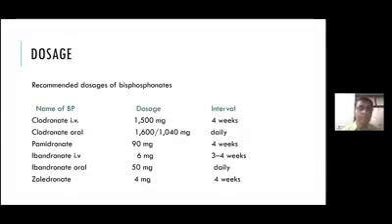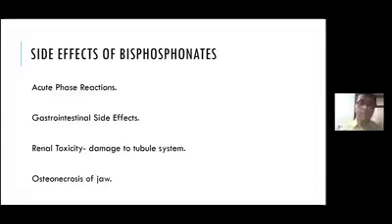So these are the various bisphosphonates which can be used IV or oral. Most commonly we use zoledronate, 4 milligram, 4 weekly doses, although clodronate, pamidronate, ibandronate are there. These are the intervals which we have to use.